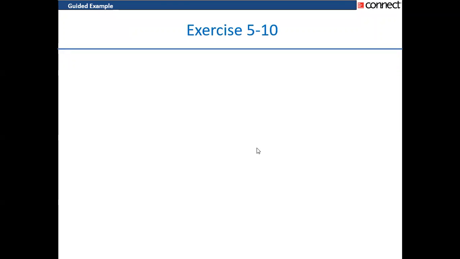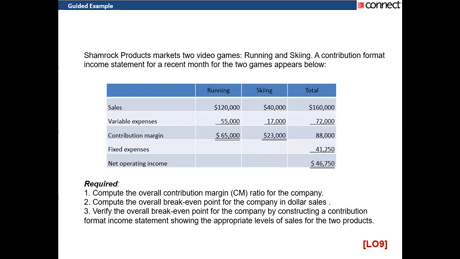Okay, we'll work on exercise number 510. Shamrock Products markets two video games, running and skiing. A contribution format income statement for a recent month for the two games appears below. This is exercise number 510.